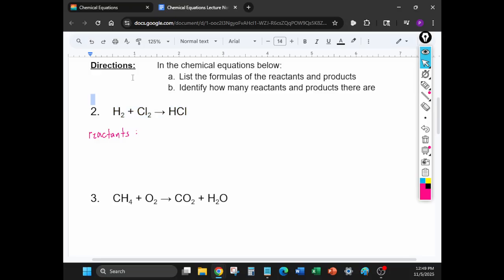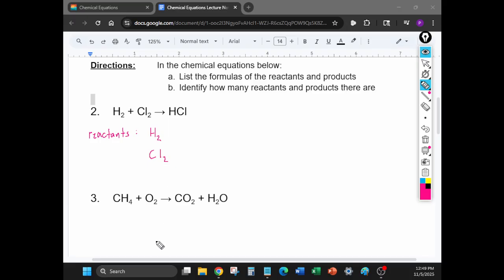Okay, so to do this, we need to look at the equation. If you take a look at the equation, there are two chemicals and they are separated by the plus sign. So our first reactant is going to be the chemical H2. And then our second chemical is going to be Cl2. And that's pretty much it.